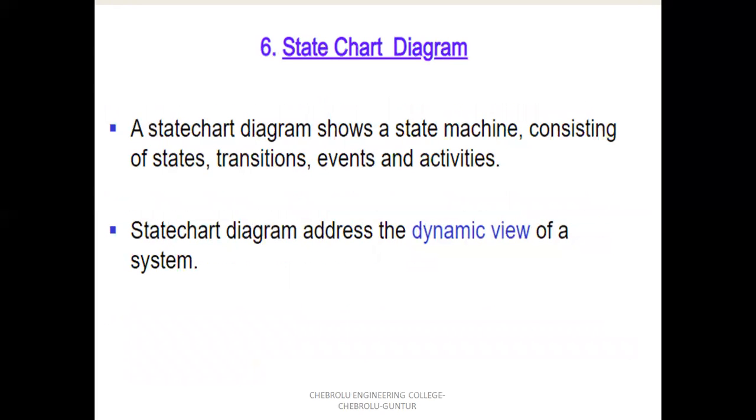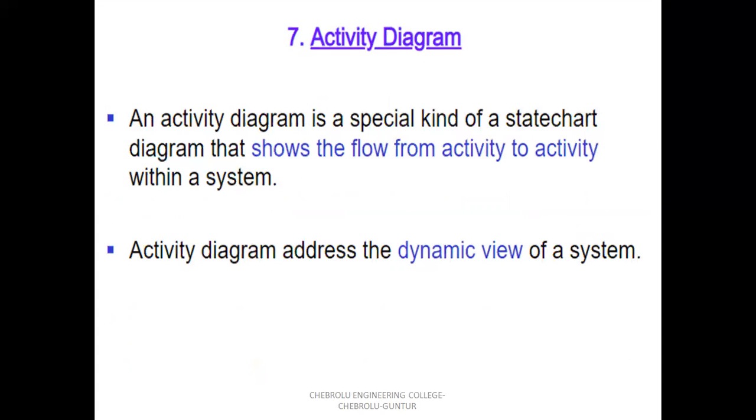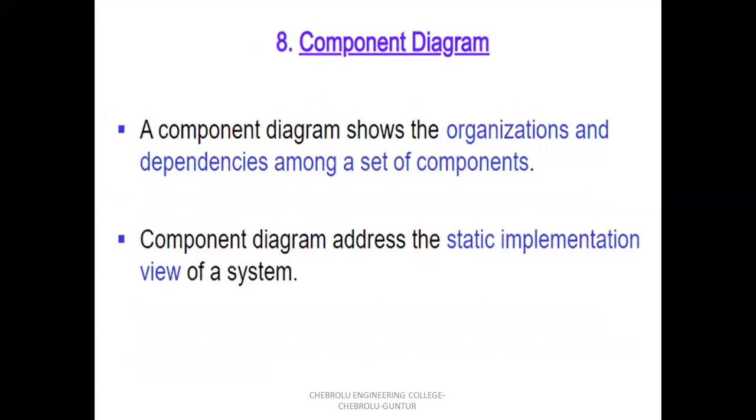Next one, state chart diagram. The state chart diagram shows a state machine and consists of states, transitions, events, and activities. State chart diagrams address the dynamic view of the system. Graphically, it is represented by a rounded rectangle. Next one, activity diagram. The activity diagram is a special kind of state chart diagram that shows the flow from activity to activity in the system. The activity diagram addresses the dynamic view of the system.